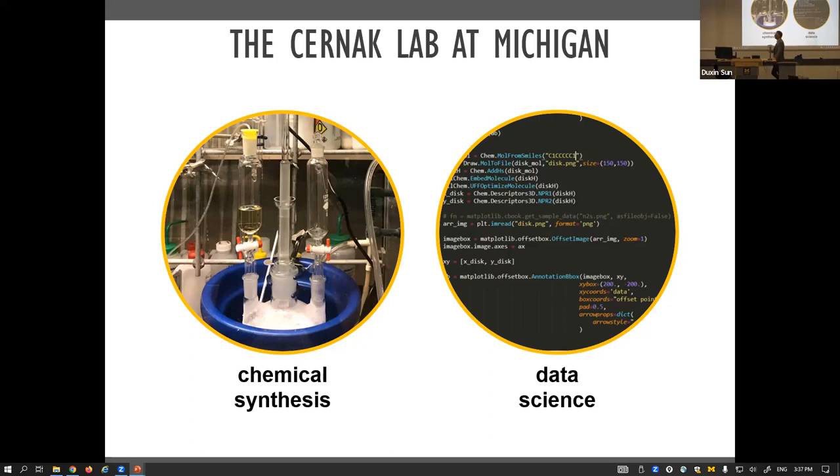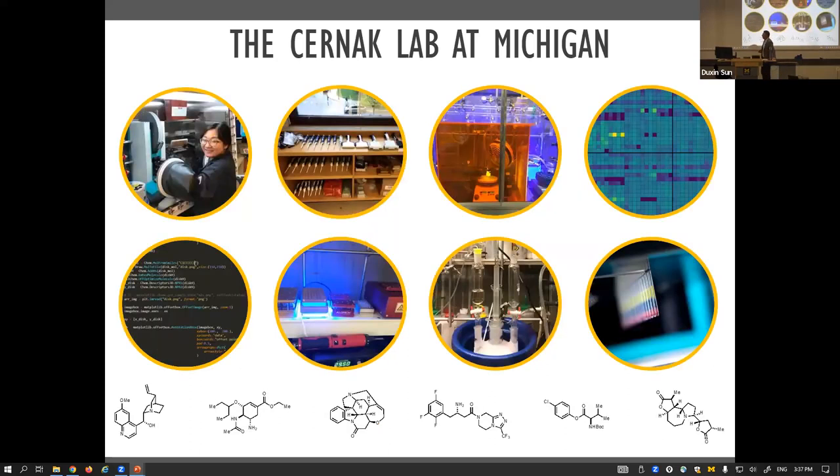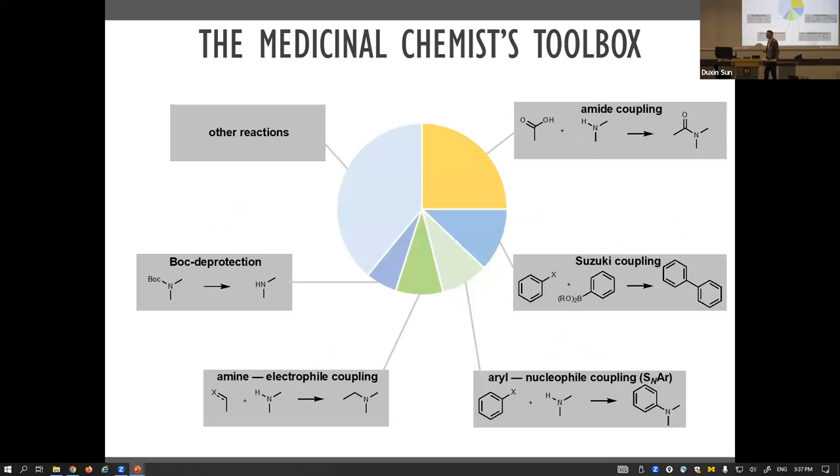And then we use Python and various tools to navigate this. We are an experimental lab and a computational lab, and so we love to do experiments. And so I want to share here some of the chemical reactions that have gone into what is now a $1 trillion pharmaceutical industry.